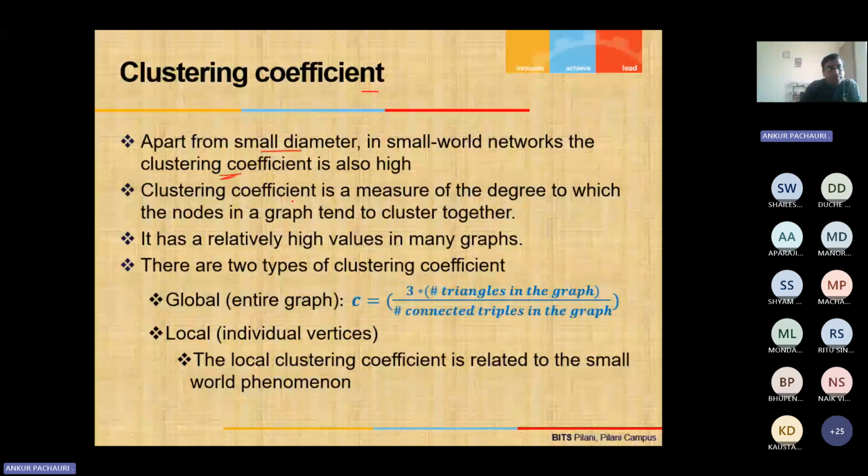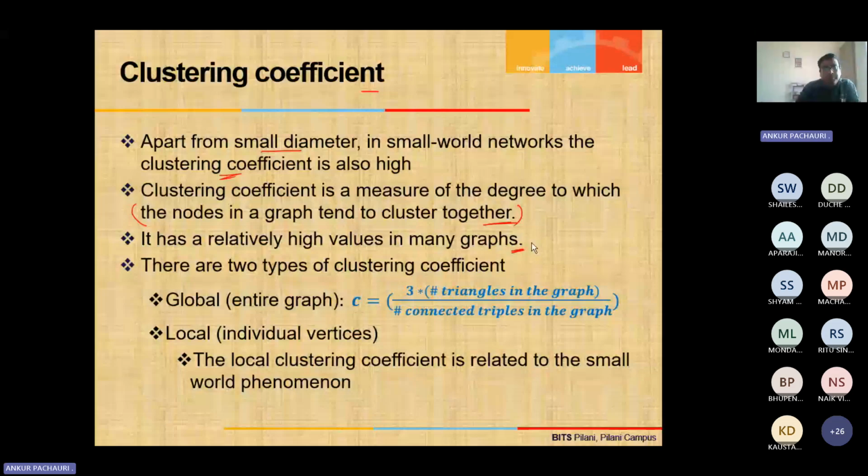Clustering coefficient measures the degree to which the nodes in a graph tend to cluster together. So it gives me the tendency that the nodes in the graph tend to come together to increase the connectivity. So it has relatively high values in many graphs. So if my graph is very dense, its clustering coefficient will be very high.